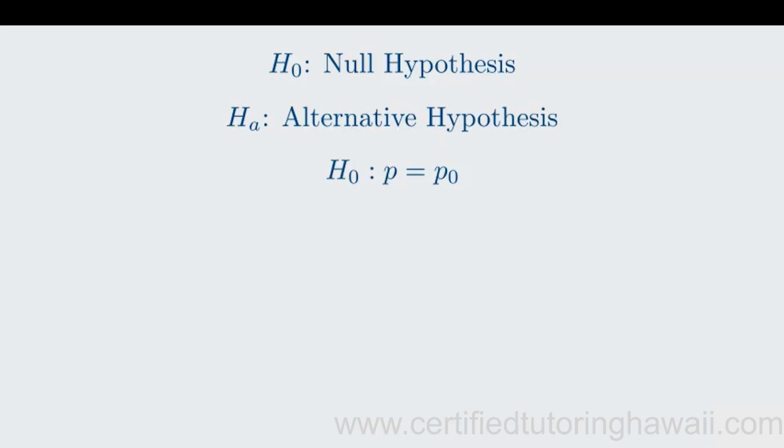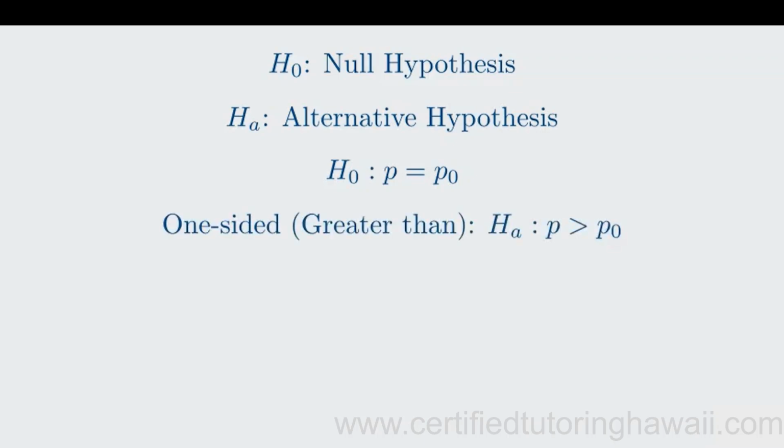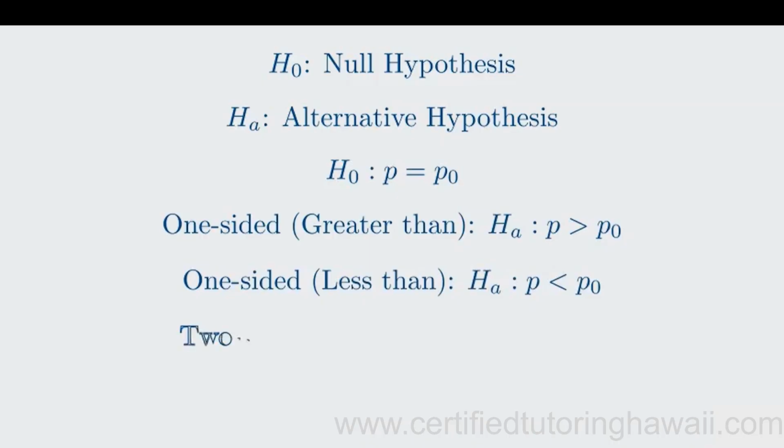On the other hand, the alternative hypothesis, HA, is what the researcher actually suspects is true. This is the claim we are looking for evidence to support. If we think the proportion has increased, we use a greater than sign. If we think it has decreased, we use a less than sign. These are called one-sided tests. If we just want to know if the proportion has changed in either direction, we use the not equal to sign, which is called a two-sided test.